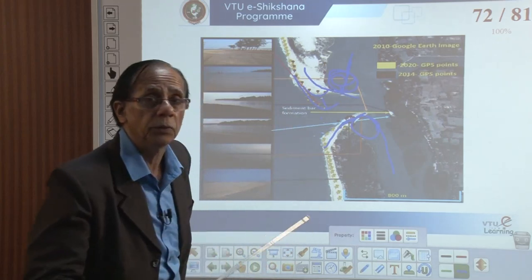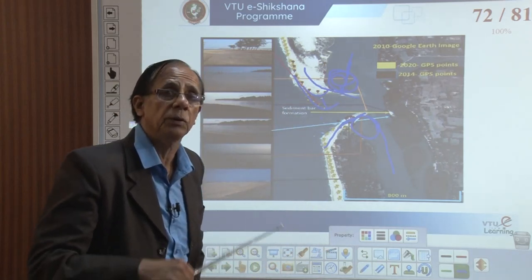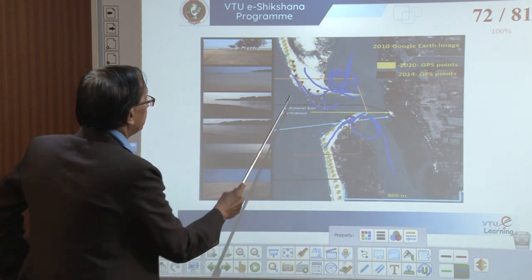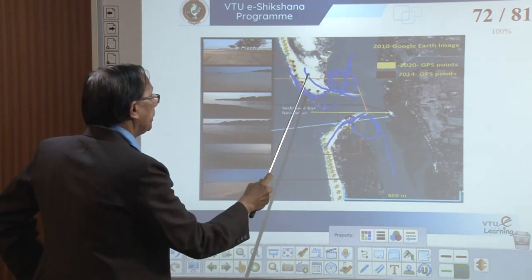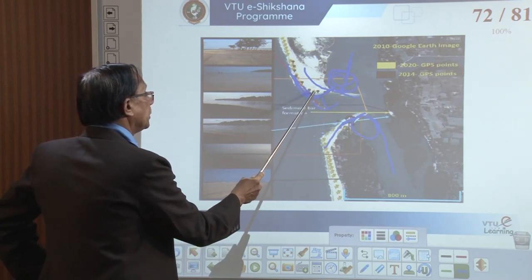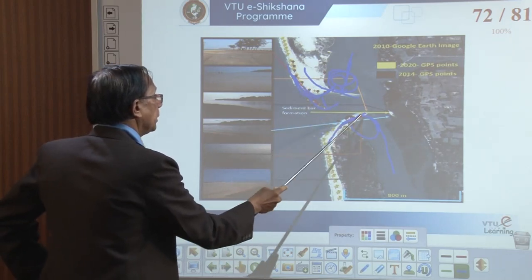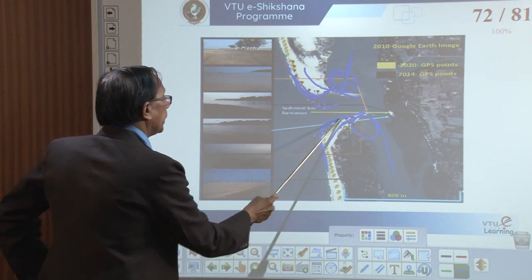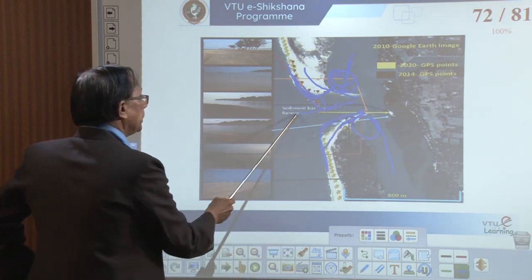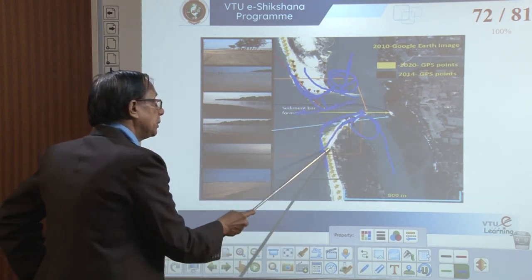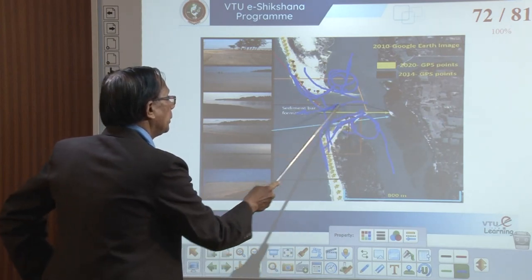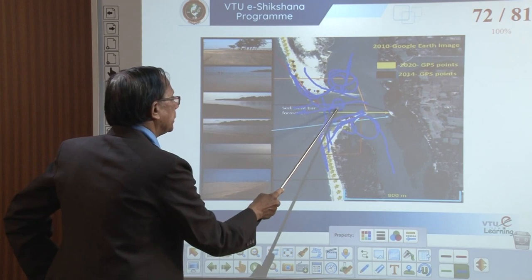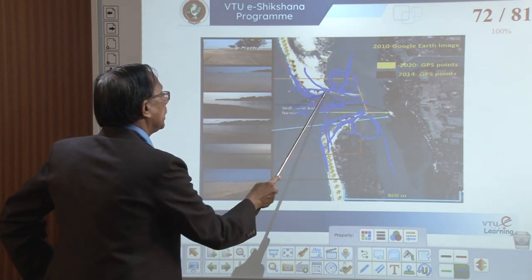What kind of engineering activities are required if the river is migrating? One is you feel like constructing a bank or a wall so that it is not further eroded and will not shift further. Therefore, here also a wall tends to restrict this. Otherwise, if this continues, today I have a jetty here. Tomorrow the river is flowing here, I have to construct a jetty. Tomorrow the river flows here, I have to construct another jetty.